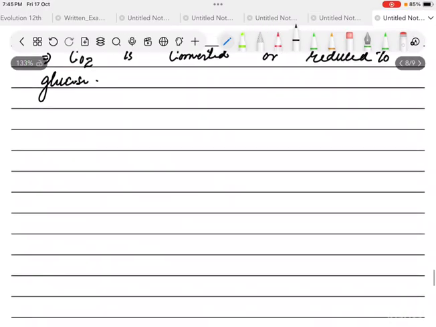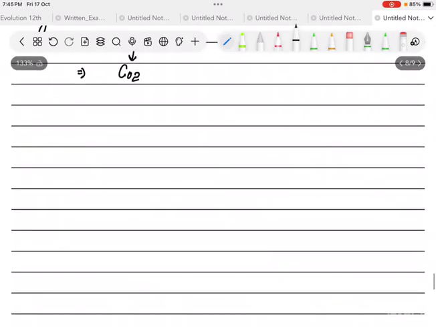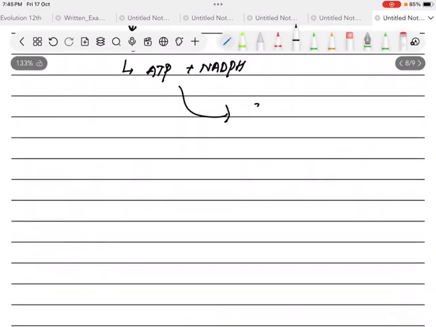How is it reduced to glucose? This carbon dioxide uses the ATP that we produced during the light reaction plus NADPH, and this carbon dioxide gets reduced into glucose, C6H12O6, and we get the food of a plant.